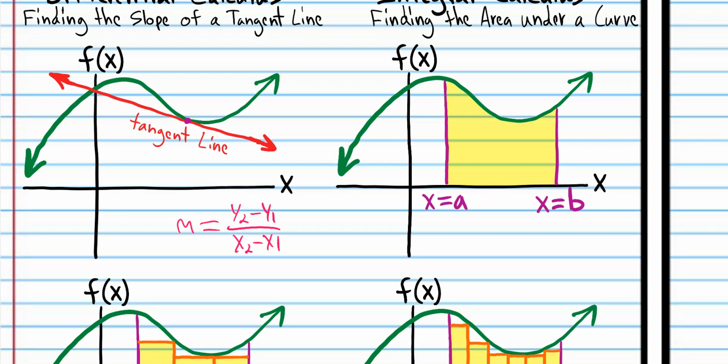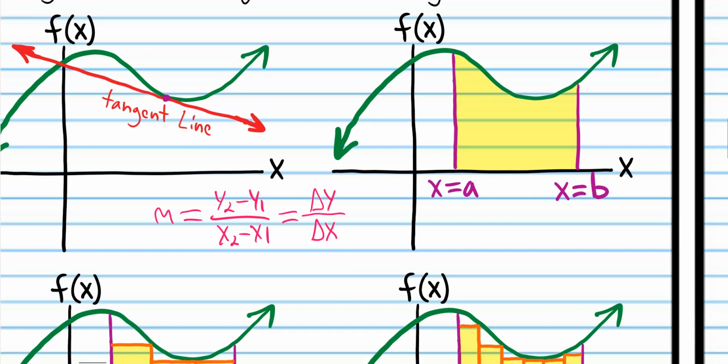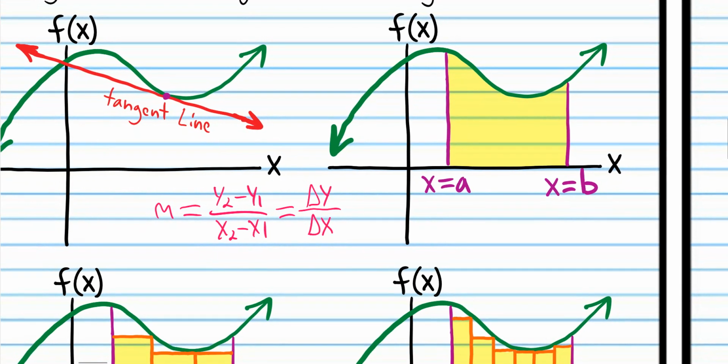Now, we're going to talk about this notation here. We call that delta y. That just means change in y. And delta x means change in x. Delta is a Greek letter that means change in mathematics. Again, we'll talk more about that later.